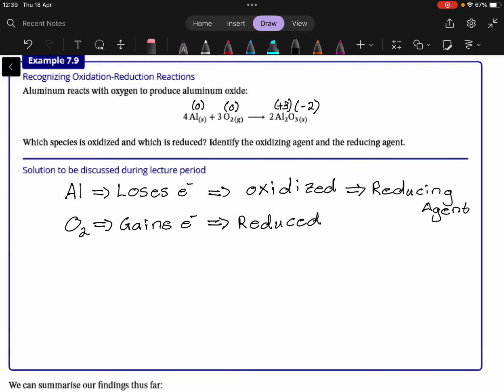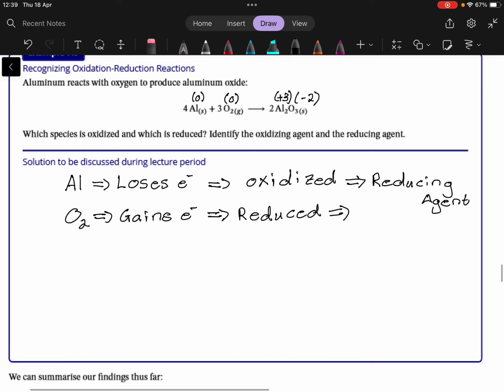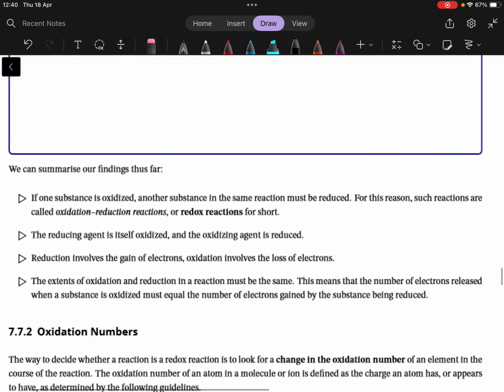Remember, it means the number is reduced. It never made sense to me why we say when something gains electrons, it's reduced. But it's because of the number that goes lower. It goes from 0 to -2. And if it's reduced, that makes it the oxidizing agent. I summarized some of the details here for you. You can go check that. So it's exactly what we've just done, and it's all summarized for you.